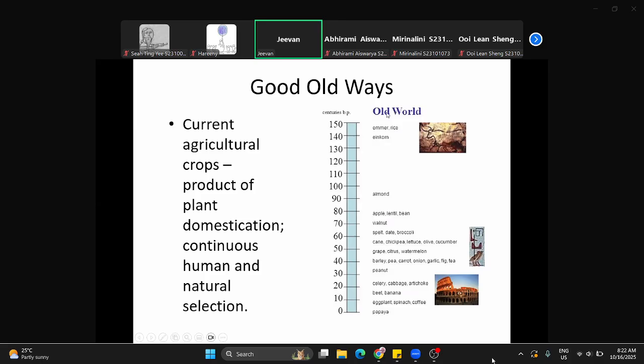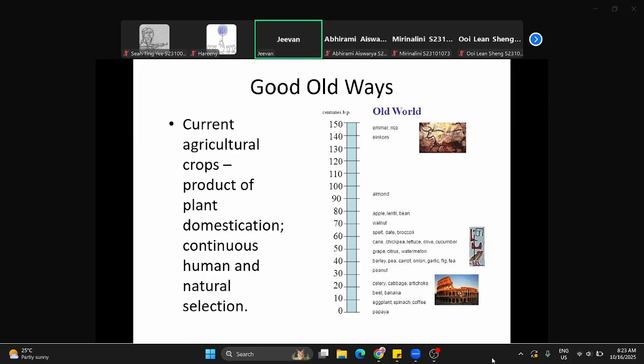In the olden days, we see that many civilizations had already practiced agriculture, and current agriculture is totally different from what had been practiced last time, because current agricultural crops are products of plant domestication, meaning we have domesticated the plants. We have continuously bred the plants through human and natural selection to shape them into what they are today, according to our preference.